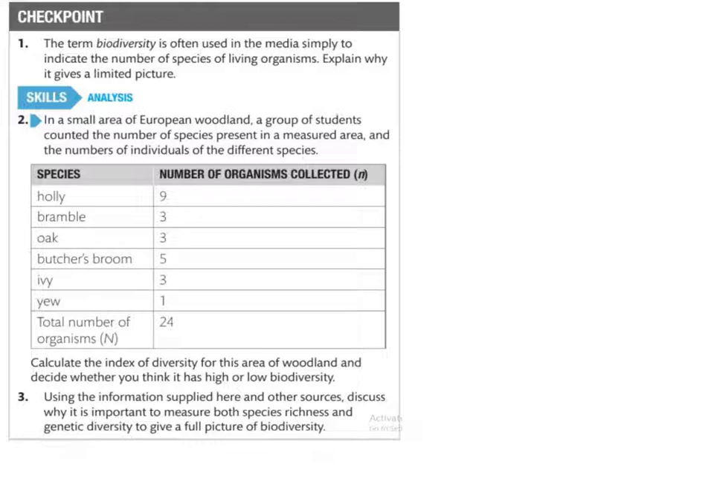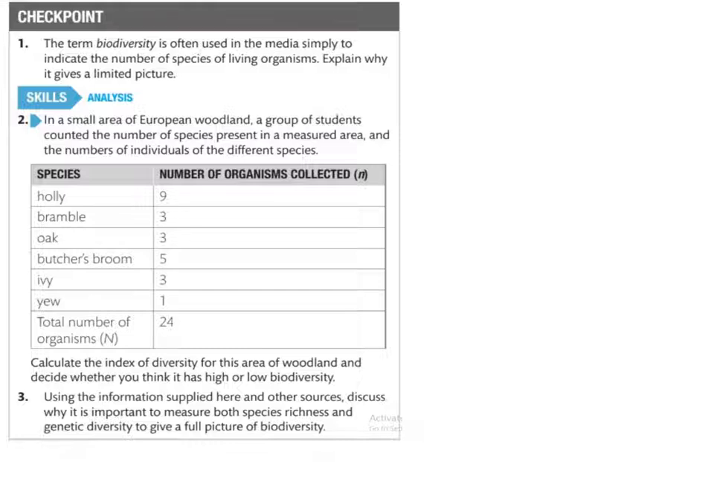So in order to answer this question, first you need to refer to the term biodiversity, that it has different points of view: species diversity, diversity within a species, which we call genetic diversity, and ecosystem diversity. You're going to see the answers in the next slide.